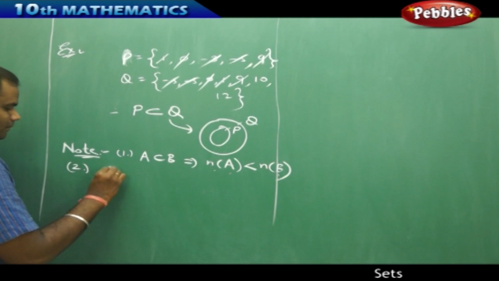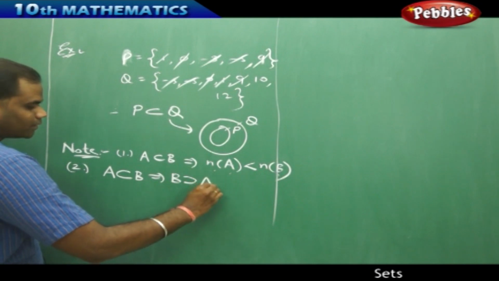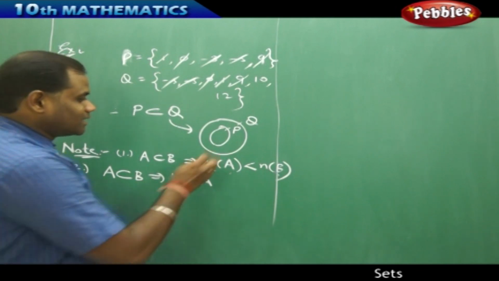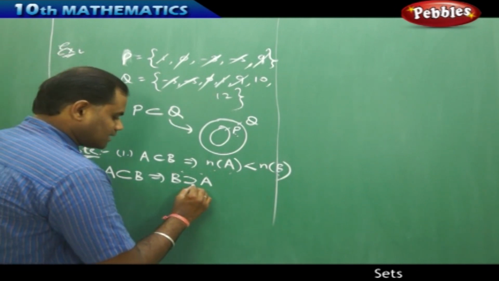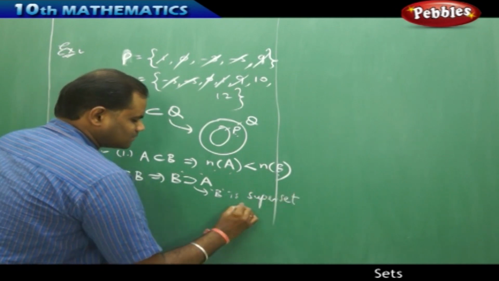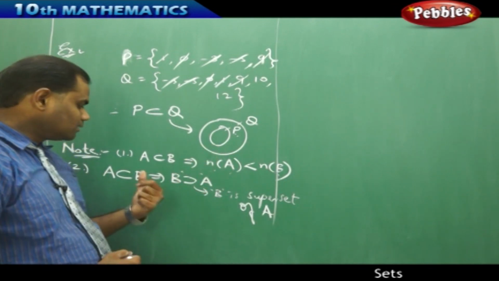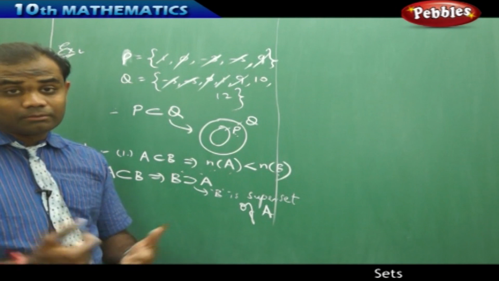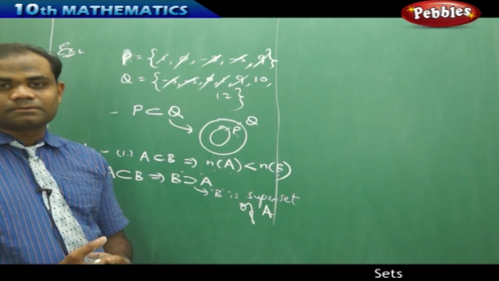Secondly, I understand that if A is a subset of B, it implies B is a superset of A. Usually this is denoted with the superset symbol. So whenever P is a subset of Q, Q is a superset of P. In this case, I read this as B is a superset of A. So if B is a superset of A, then the cardinal number of B will be greater than the cardinal number of A, or the number of elements in B will be greater than the number of elements in A. This is how I understand the subset and the superset concepts.